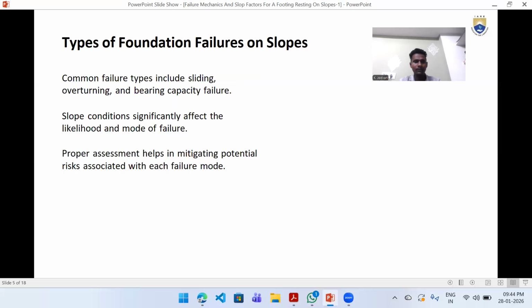Types of foundation failures on slopes. Common failure types include sliding, overturning, and bearing capacity failure.